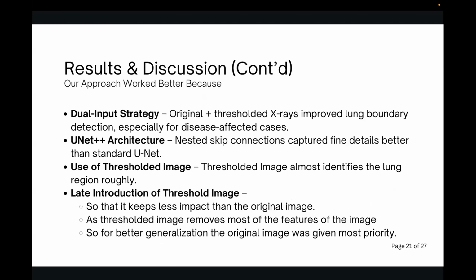Well, now let's talk about why our approach worked better. First of all, due to the dual input strategy, the way we utilize the original chest X-ray and the thresholded image improves lung boundary detection, especially for the disease-affected cases. I should tell you that the Shenzhen and the Montgomery datasets contain several disease-affected cases like tuberculosis. And obviously the UNet++ architecture and the use of the thresholded image. And the most important is the late introduction of the threshold image.